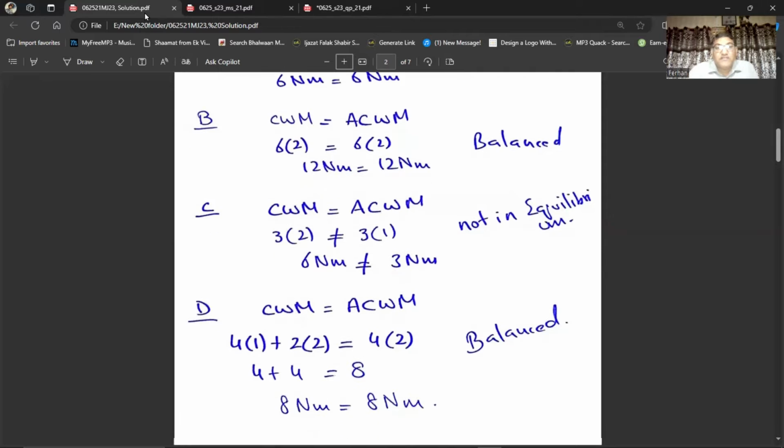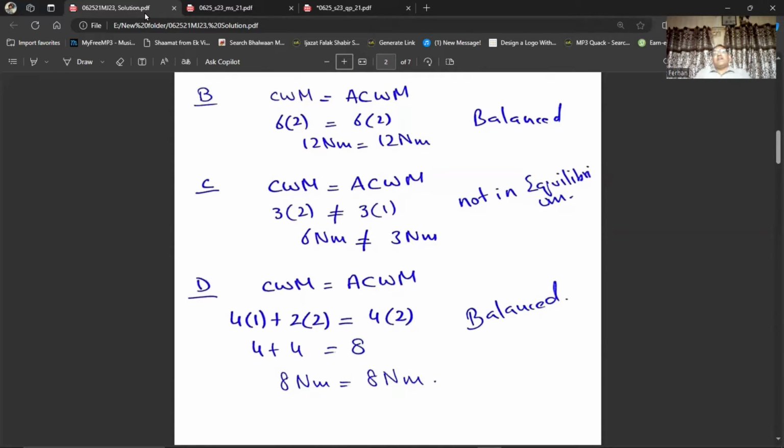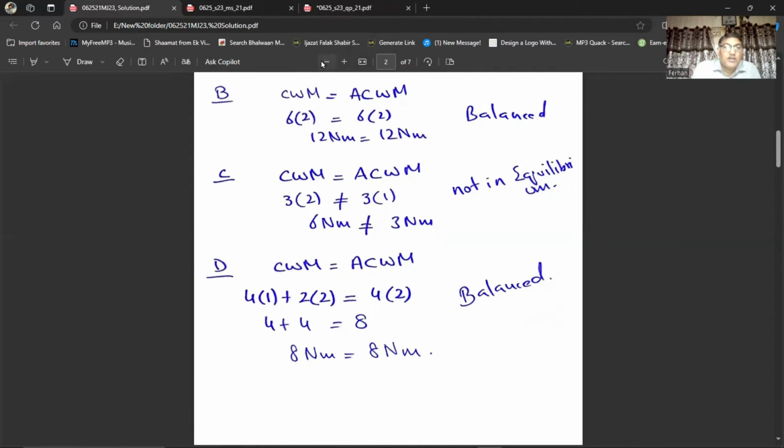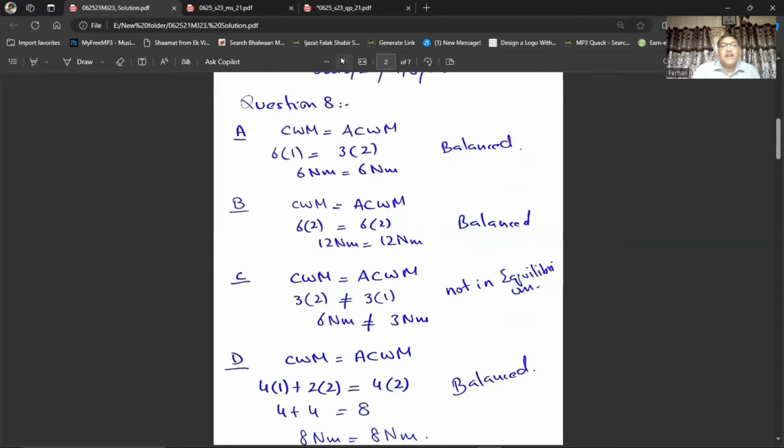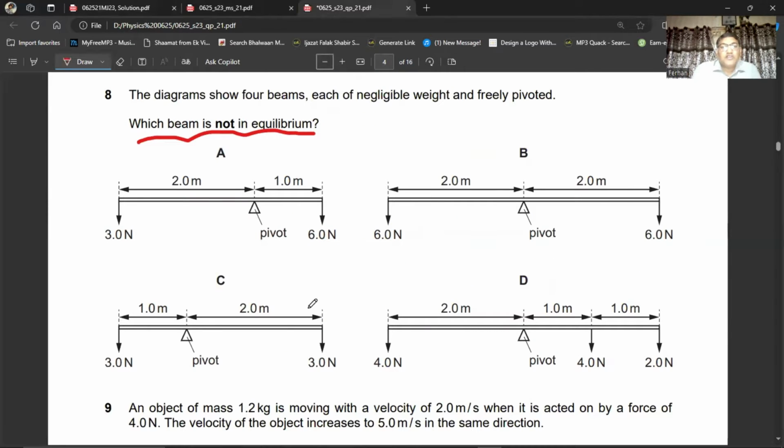If you check the body D, there are two forces which are producing clockwise moment. So 4 into 1 plus 2 into 2, their moment is 8 Newton meter. The anti-clockwise moment has only one force there, 4 into 2, and that is 8 Newton meter. So body D is also in equilibrium. Only the C option is not in equilibrium. So I think C is the answer. Question number 8 is the C part.